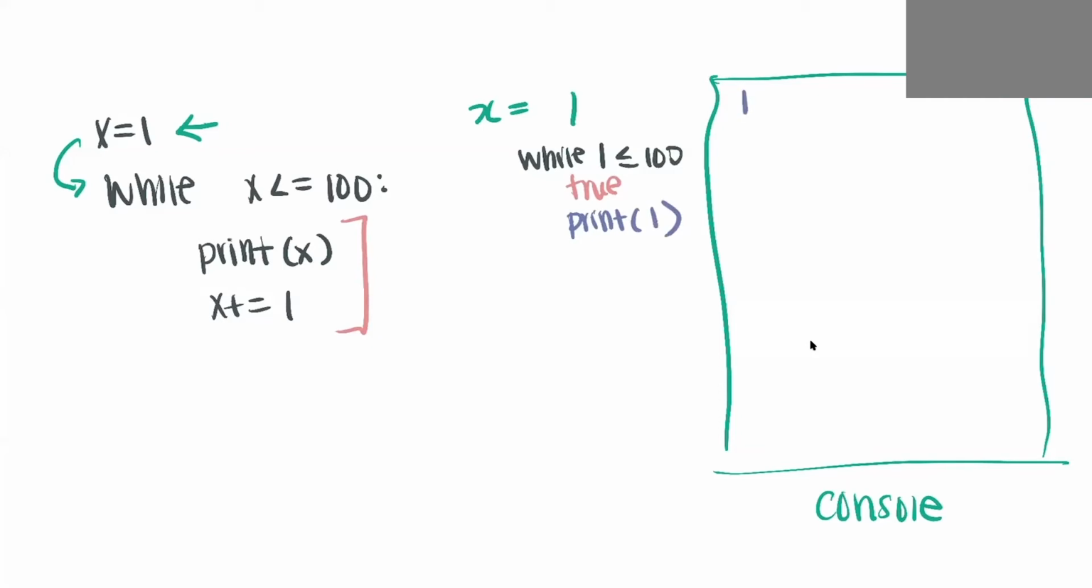So 1 will print out in my console. And then the next line it sees is x plus equals 1, which means I increment my x value by 1. So now my new x value is 2. Now that I've reached the end of my indented code block, I'm going to go back to the top, to the while loop, and again make sure that the condition is true, because if it's true, I want to go back inside of the code block.